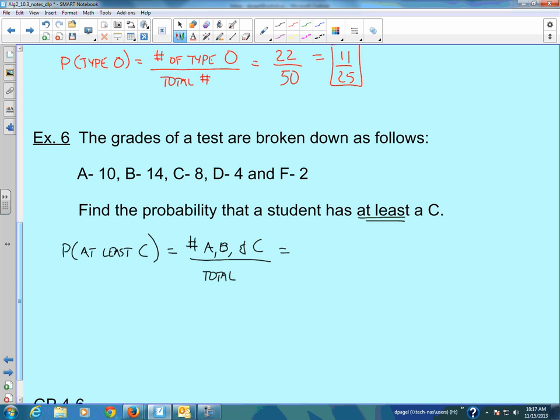So we have 10 and 14 and 8, so 24 and 8 is 32 out of 38 total grades. And then, let's see, we get 16 over 19. Yeah. 16 over 19 would be the probability that we have at least a C.